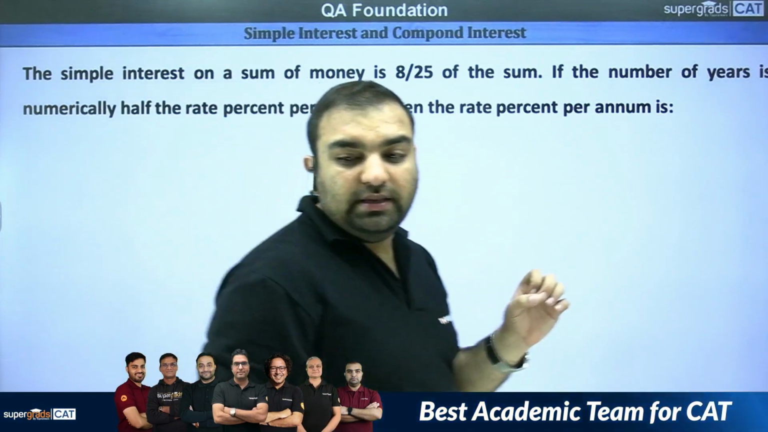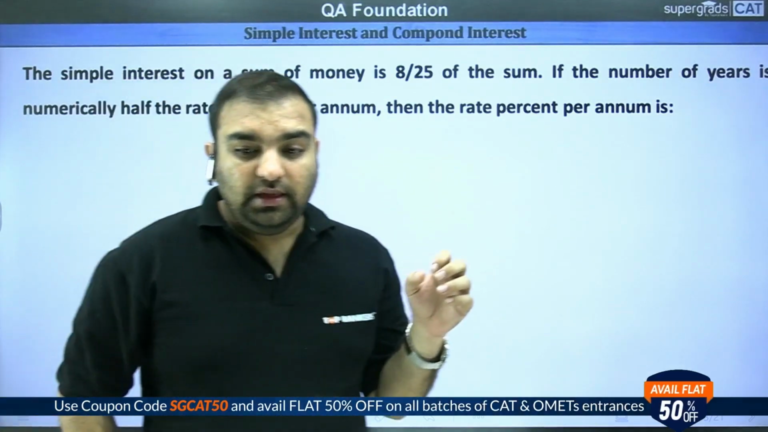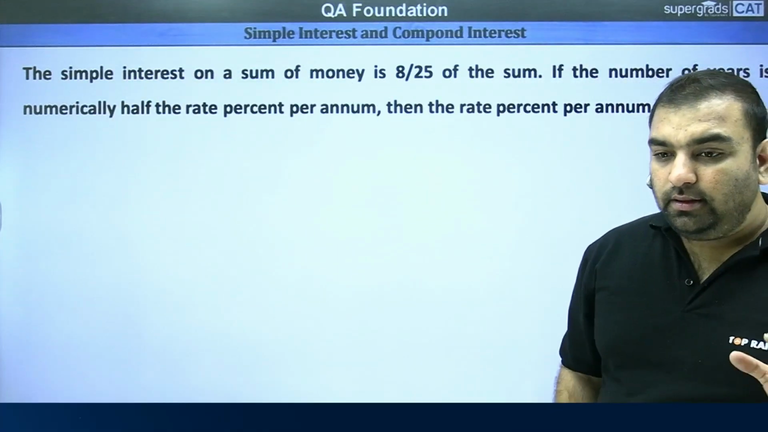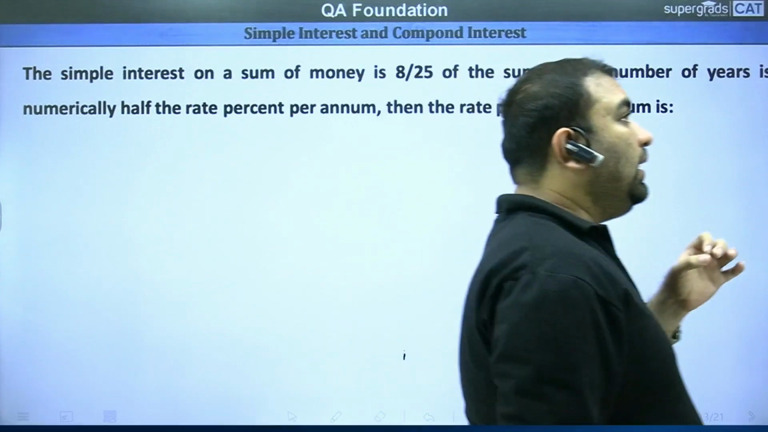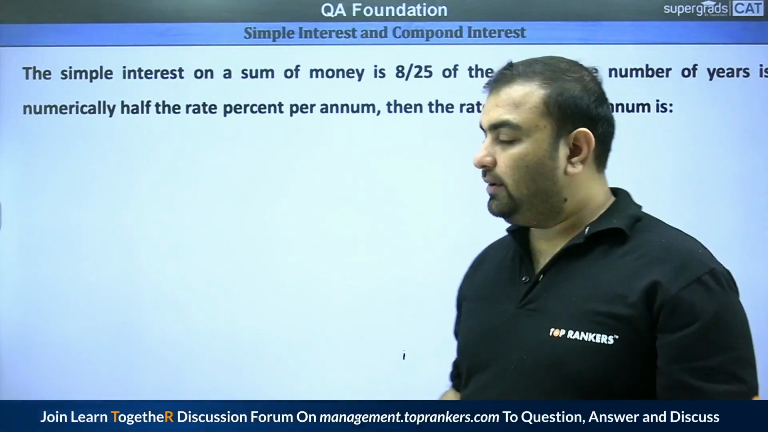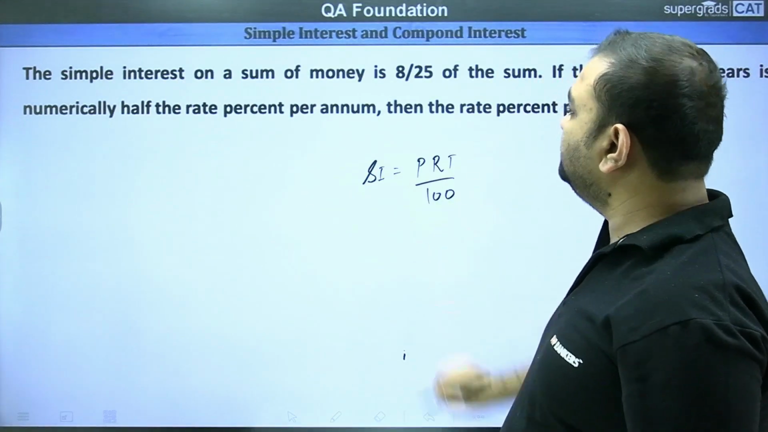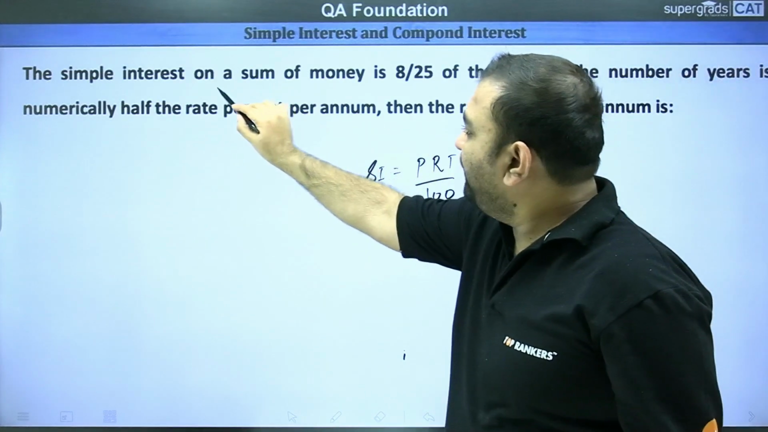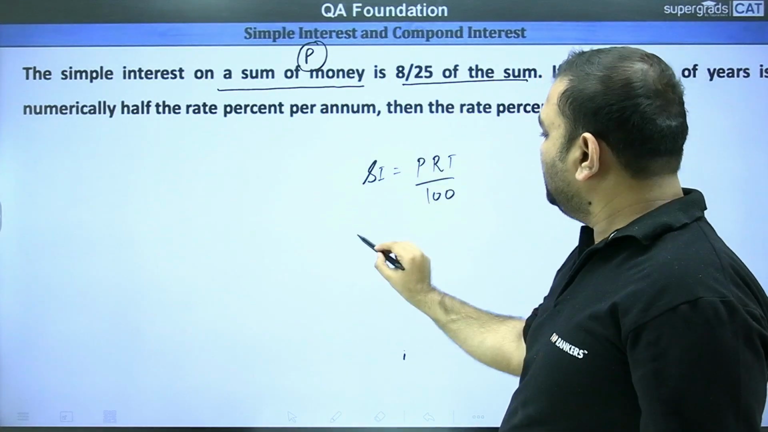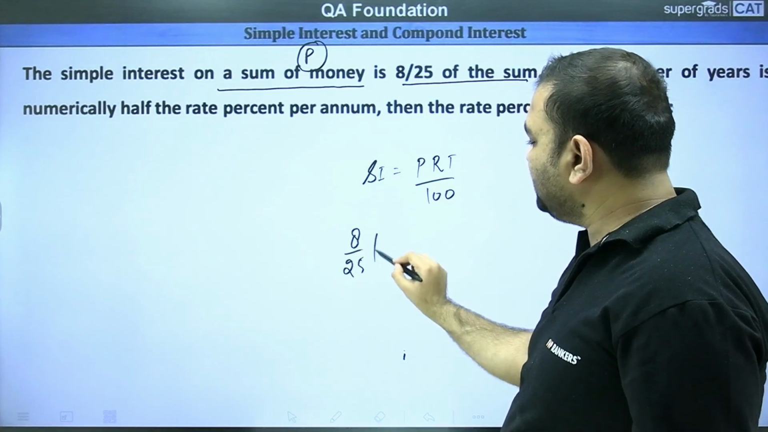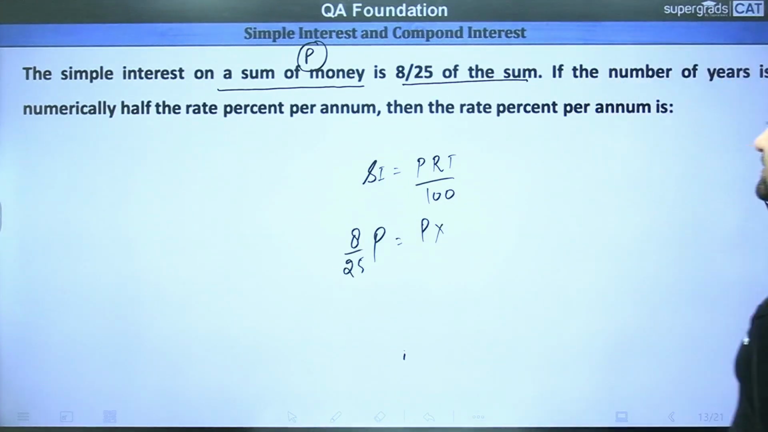SI on a sum of money is 8 by 25 of the sum. SI 8 by 25 of the sum होता है if the number of years is numerically half the rate, what is the rate? अगर number of years numerically half the rate है तो rate क्या है? कुछ भी नया देखो, एक बार लिख लो पूरा. Simple interest on a certain sum of money, principal, is 8 by 25 of the principal. तो क्या मैं SI की जगह 8 by 25 of the principal लिख सकता हूं? If you don't mind, principal. Number of years is numerically half the rate.